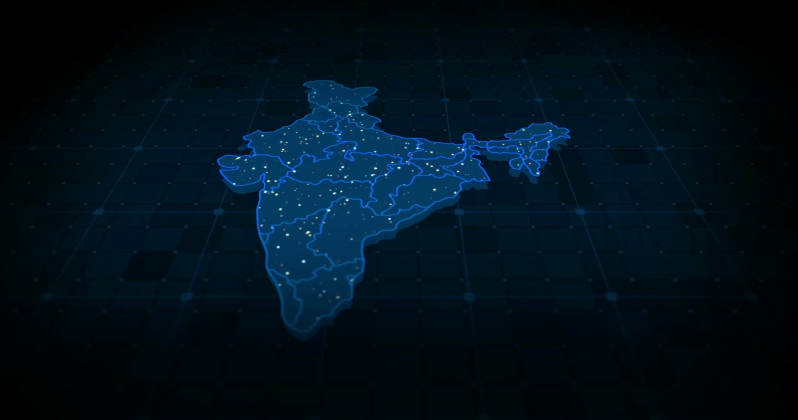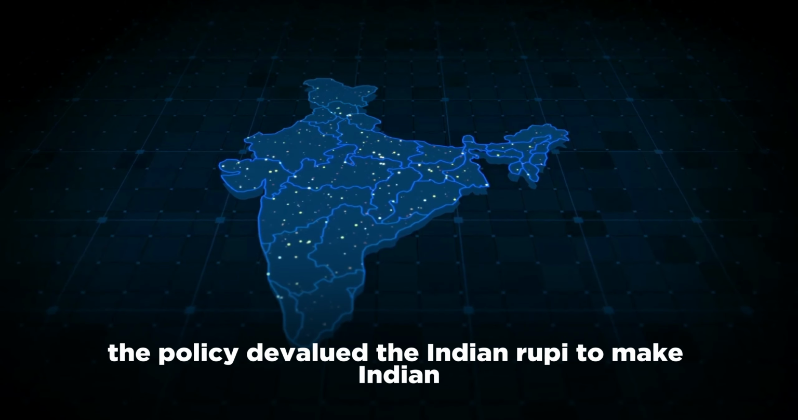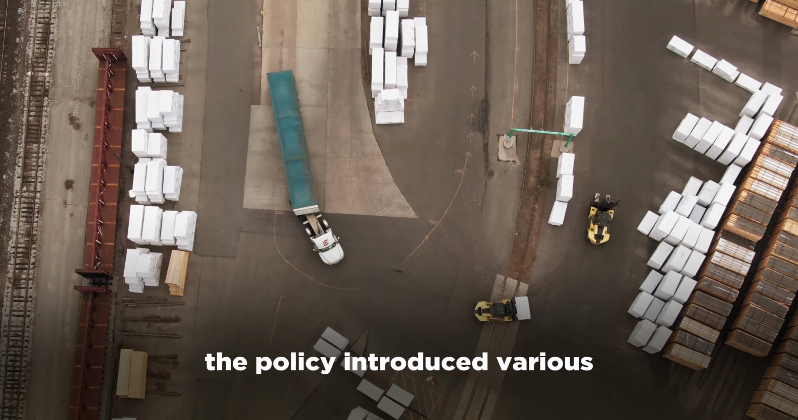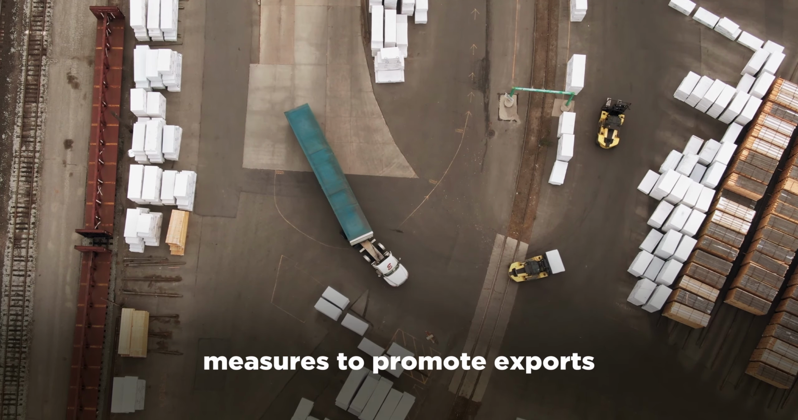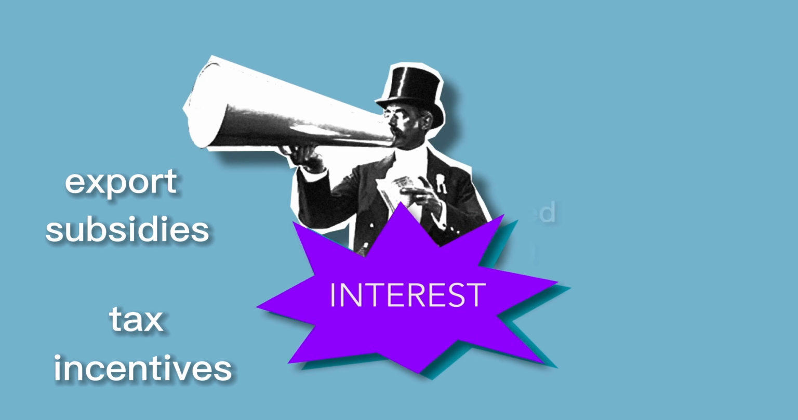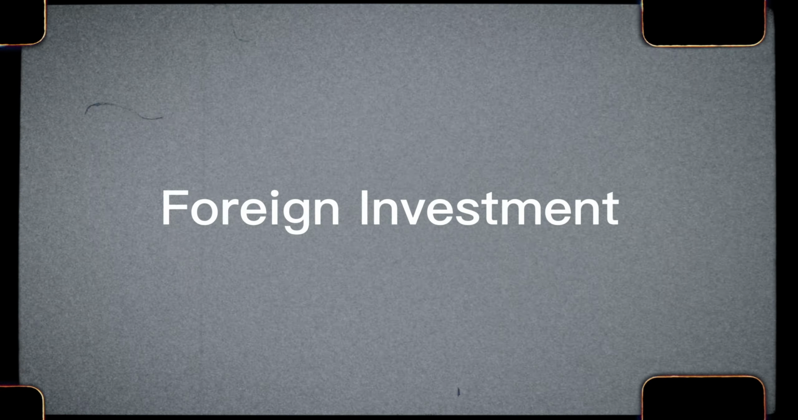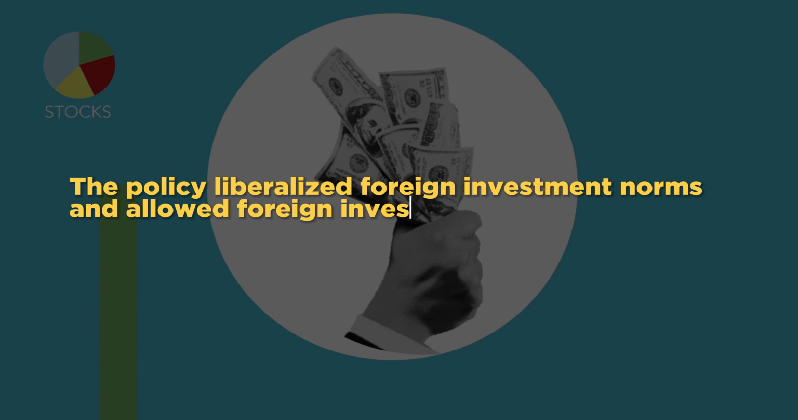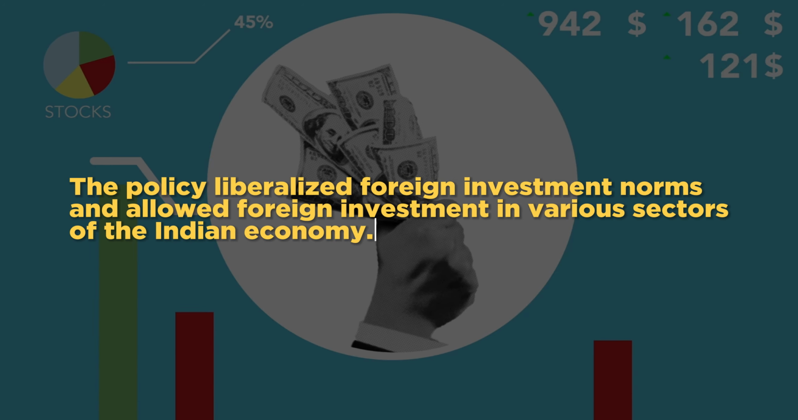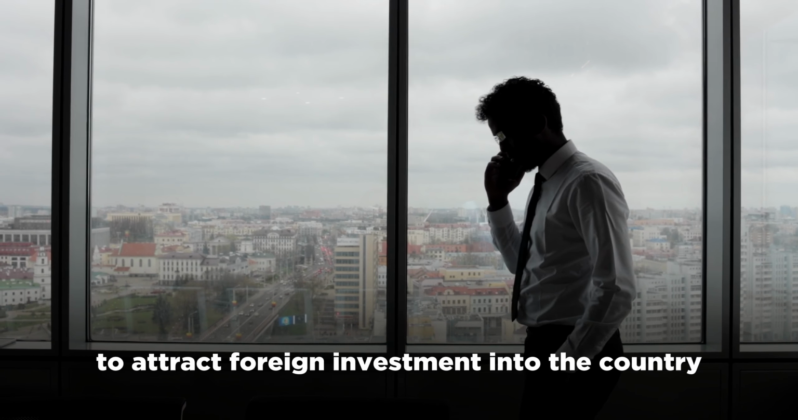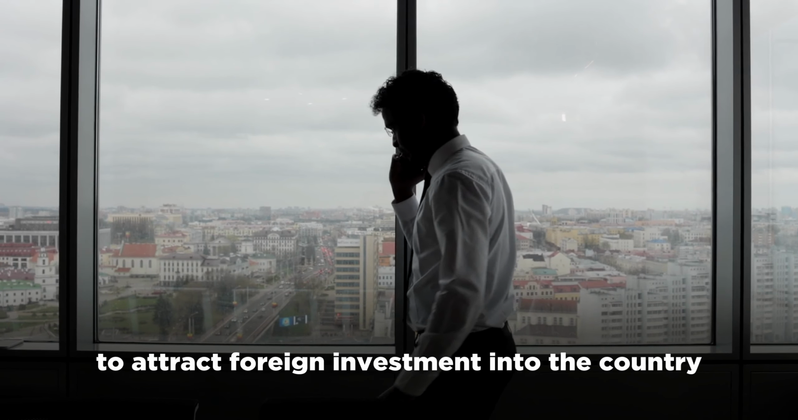Devaluation of the rupee. The policy devalued the Indian rupee to make Indian exports more competitive in the global market. Export promotion. The policy introduced various measures to promote exports, including export subsidies, tax incentives, and export-oriented units. Foreign investment. The policy liberalized foreign investment norms and allowed foreign investment in various sectors of the Indian economy. The policy also established special economic zones to attract foreign investment into the country.